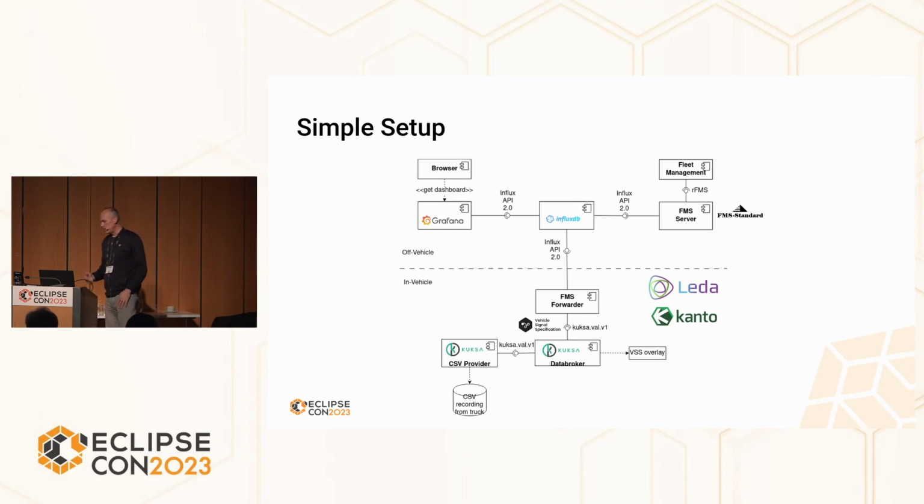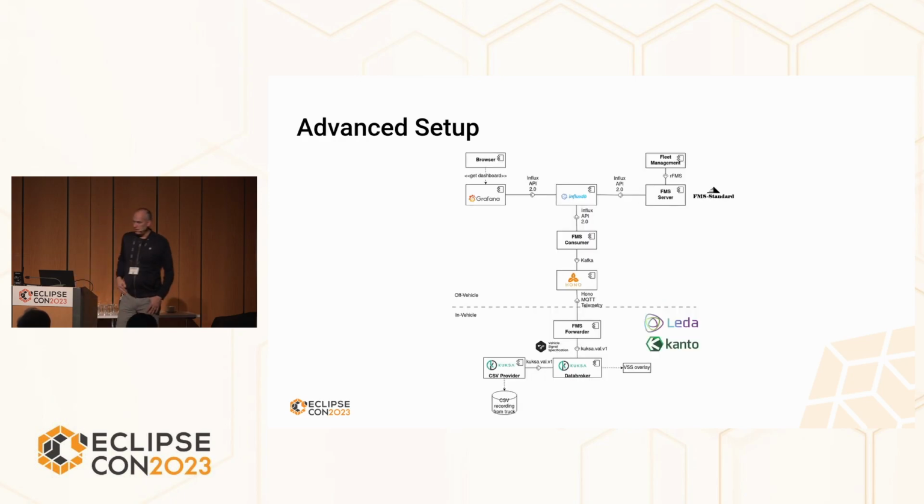So this is the standard setup that we use on a laptop, but we also have a variant that is a little more advanced, where we do not have this direct connection between the FMS forwarder and the InfluxDB, which is a little inconvenient, because you tie the vehicle to the database implementation. That is usually not what you want to do. Instead, in this case, we use a messaging indirection in between.